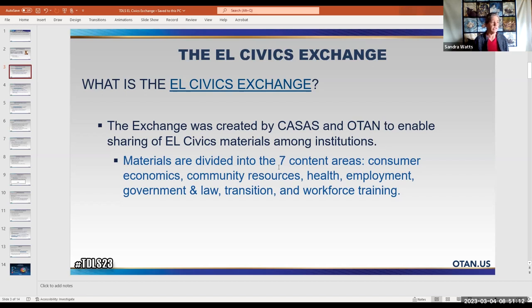The materials are divided into the 7 content areas, just like the co-ops. So there's consumer economics, community resources, health, employment, government and law, transition, and workforce training. Those are the areas that you'll see on the site. And like I said, we'll be looking at the site later.